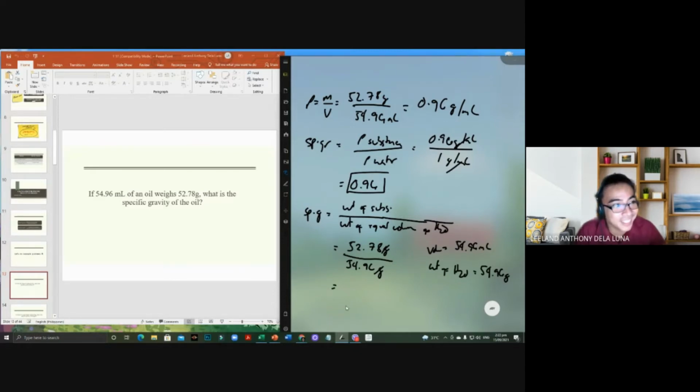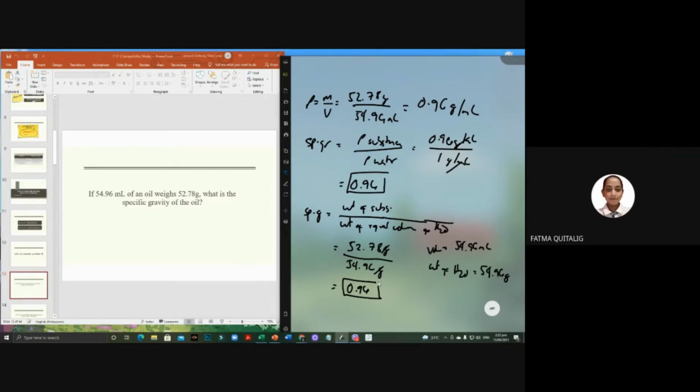I just computed for density. So what comes out, of course, would be 0.96. Just the same. So are we good? Is it clear? Okay. Yes. Alright.